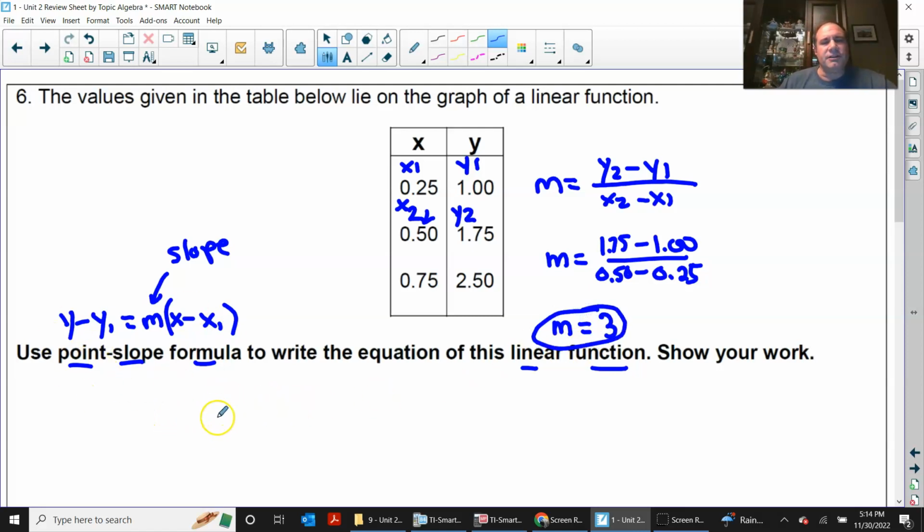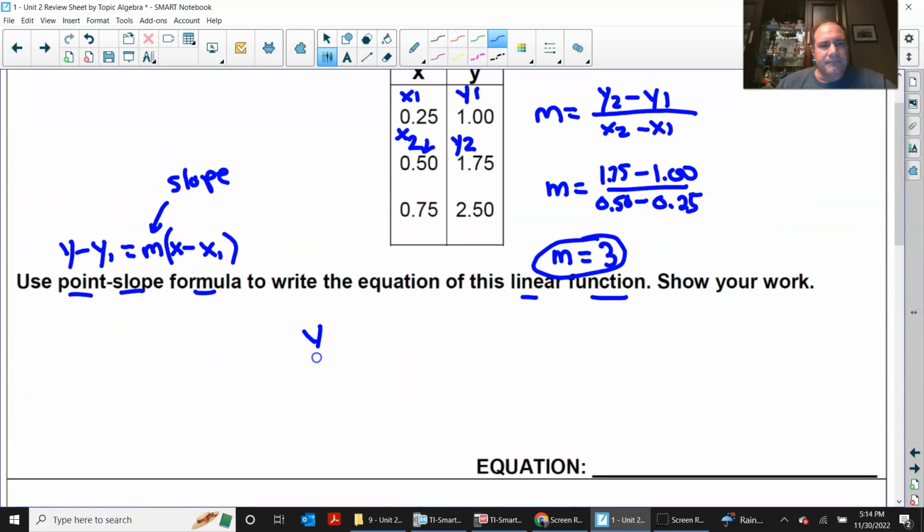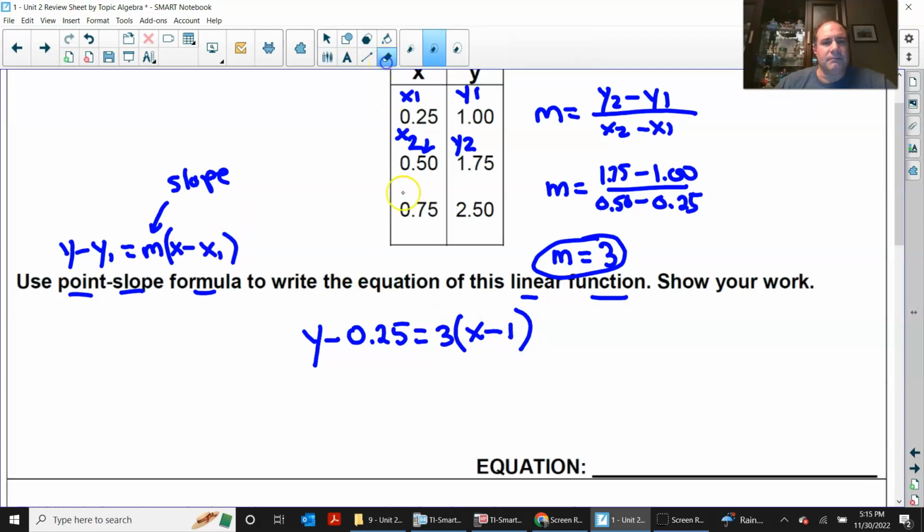So now we're going to put it into the point slope formula. Y minus, I'm going to use my y1 as... ooh, sorry, made a mistake. Y1, don't know why I did that, is 1. That's what happens when you're trying to go fast. X1 is 0.25. And I'm going to use my slope of 3, and then x minus 0.25.